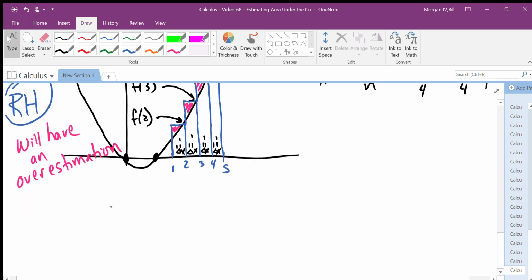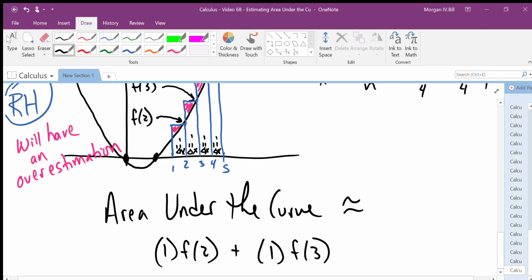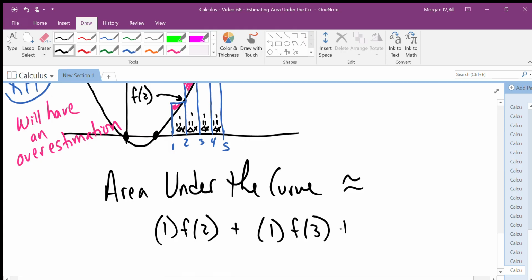And so the area under the curve is approximately equal to the first rectangle, base 1, height f of 2. Second rectangle, base 1, height f of 3. Right, that's this right here. Third rectangle has a height at f of 4, so plus 1 times f of 4. And fourth rectangle, a base of 1, a height at f of 5.